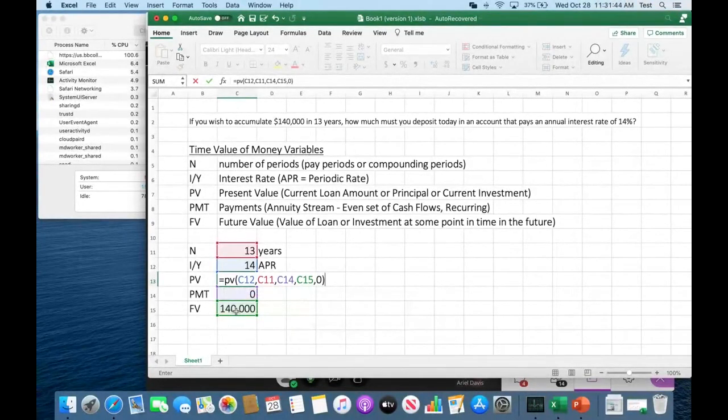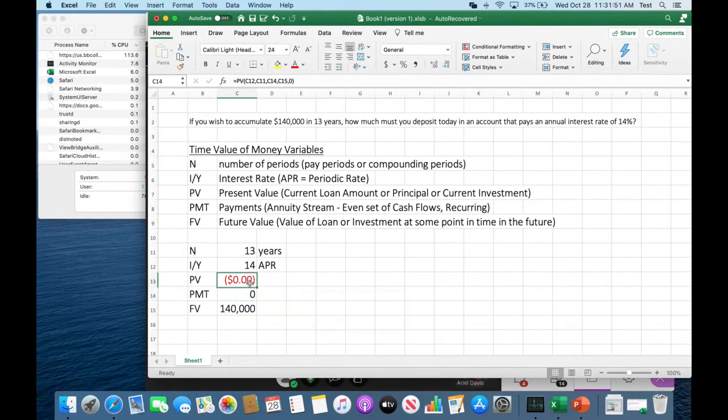Okay. Once you have all of those selected and you've typed 0 in for that last option, you're going to hit enter. Okay. Whoops. Well, let's see what happened here. Oh, I know what I did. Sorry. So, I made a very simple mistake in finance. Anytime you're given an interest rate, you must convert that interest rate to a decimal. So I need to make that 0.14. There we go.